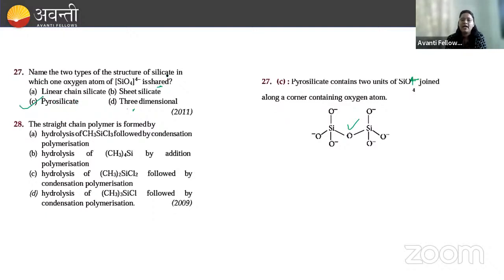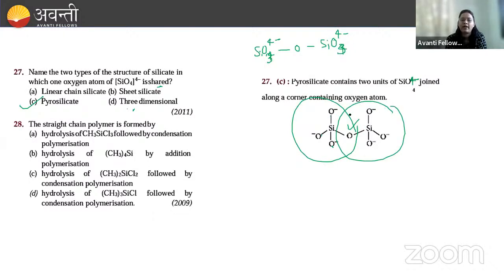Try to remember this. Between the 2 units of SiO4 4 minus, what is coming? Oxygen is present here. Okay, so here 3 are present, here 3 are present, but when we look overall, they contain SiO4 4 minus molecule. Okay, yeah.